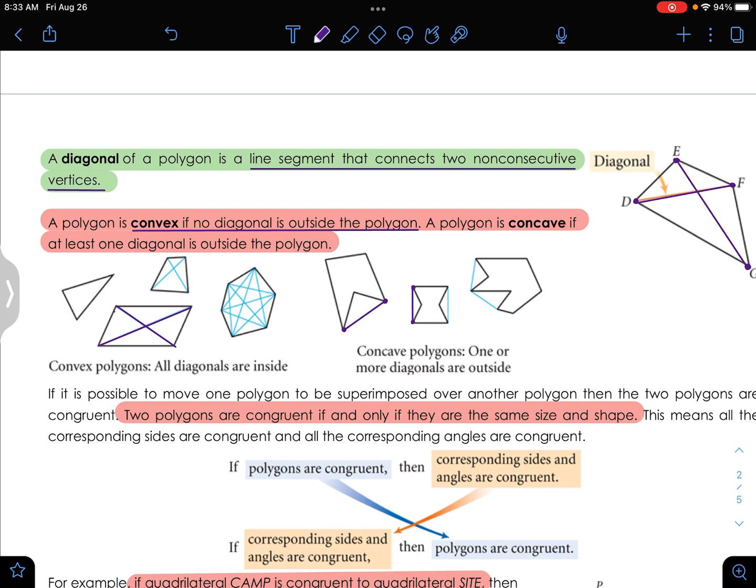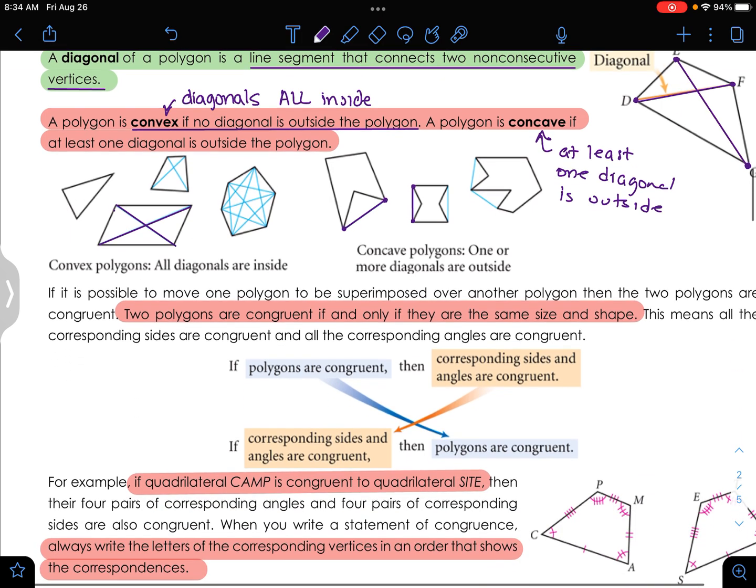Diagonals are all inside the polygon. A concave polygon is where at least one diagonal is outside. And that is how you define whether or not something is a convex or concave polygon.